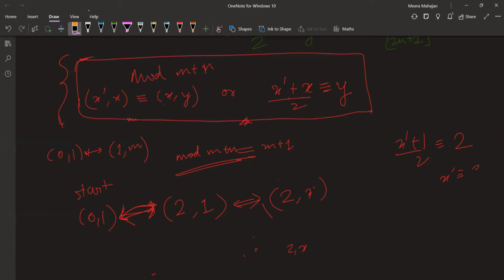Like this is nothing formal. We are just trying to explore. And yes, x prime would be 3. So we go to 2 comma 3. Again, on the next move, where do you think we can go? Like a new position.